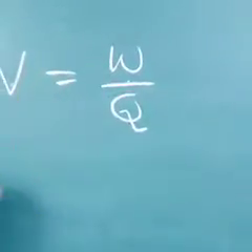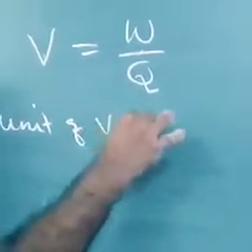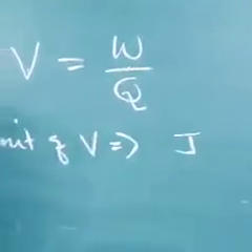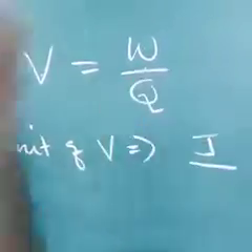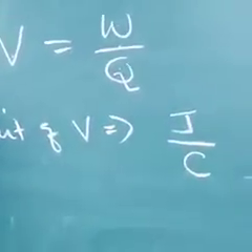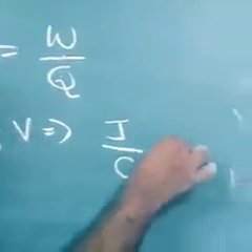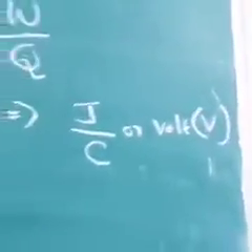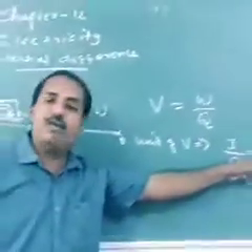What is the unit of potential difference? What is the unit of W? Work done is taken as joule. Charge Q is in coulomb. Joule per coulomb is the unit of potential difference. It is again known as volt, denoted by V. So the unit of potential difference is joule per coulomb or volt.